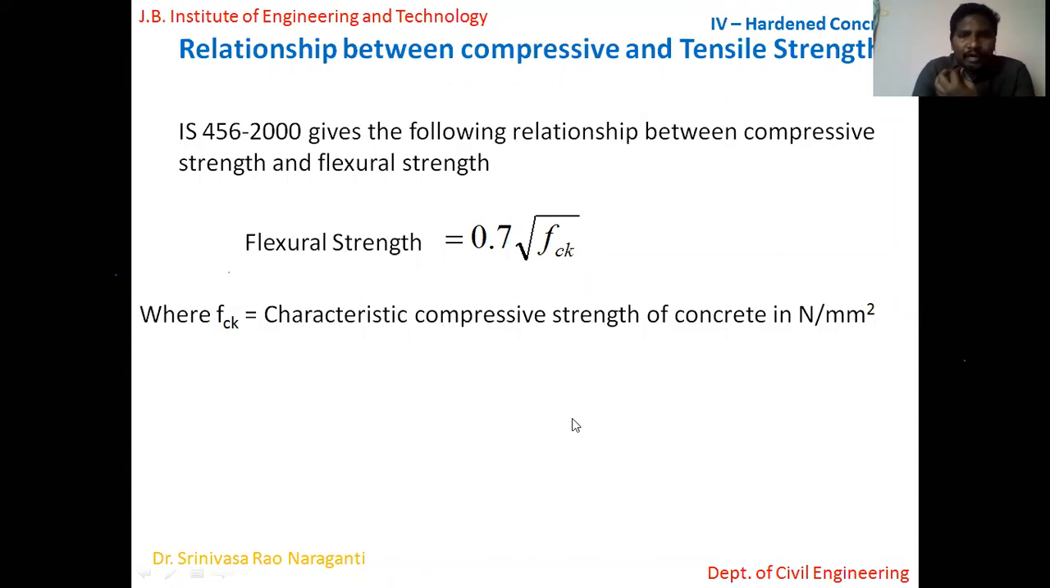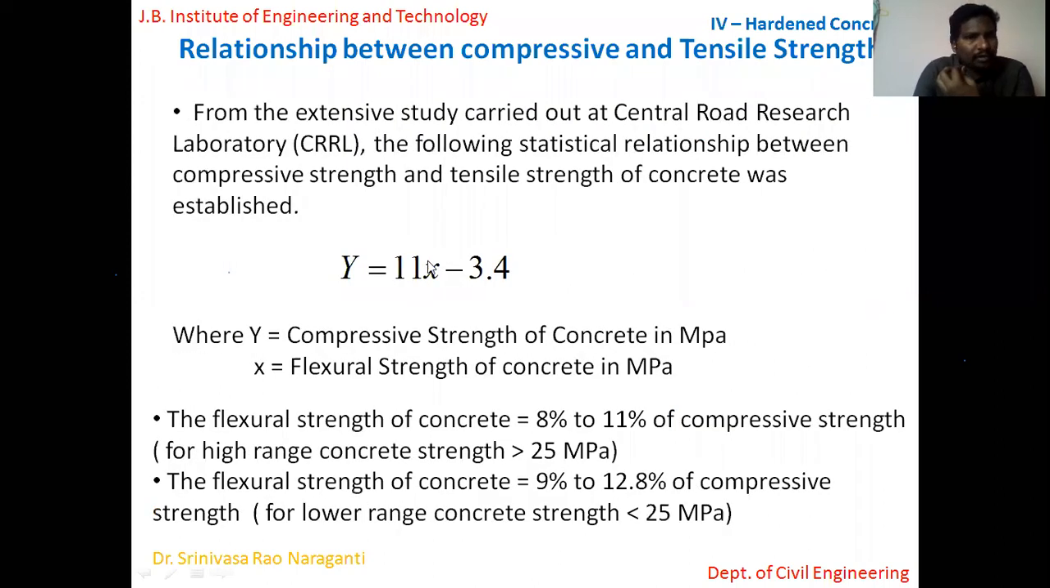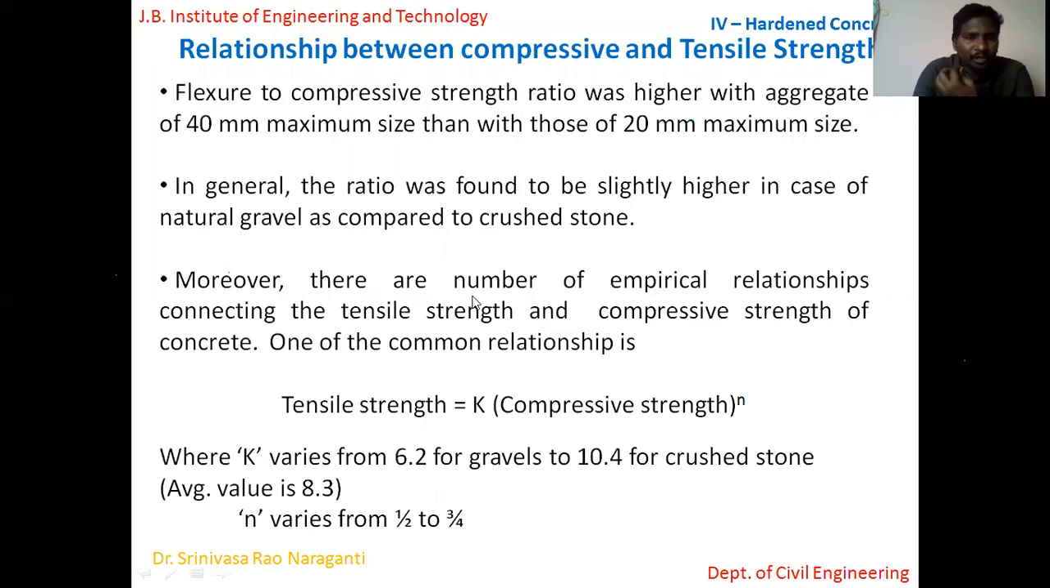Okay, so again, let me go back, guys. We have three equations when we talk about the relation between tensile strength and compressive strength of concrete. One is proposed by CRRL, y is equal to 11x minus 3.4, where x is the tensile strength. So when the tensile strength is known, they can find out the compressive strength. The other way around, if you know the compressive strength, we can find out the tensile strength of concrete. One more is the numerical, empirical equation.